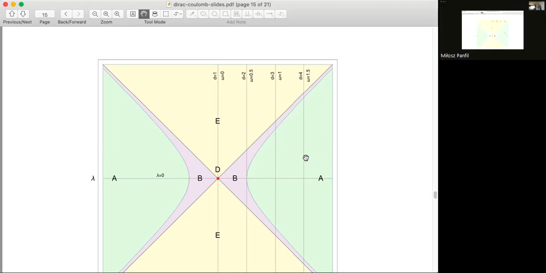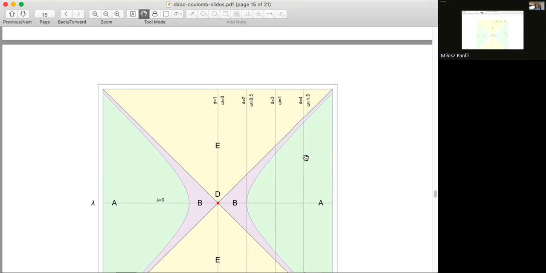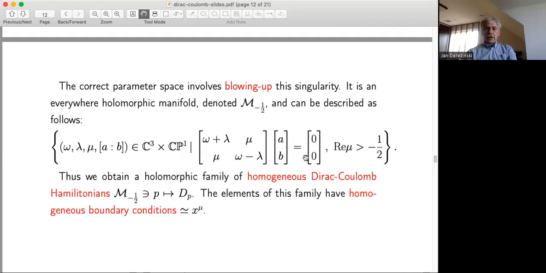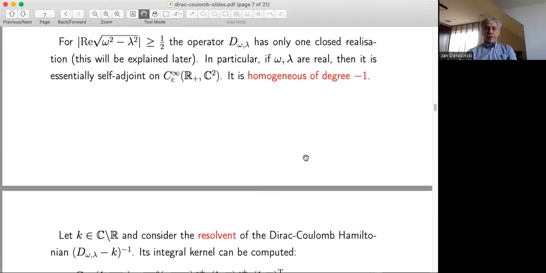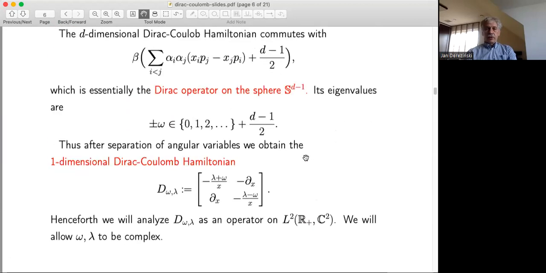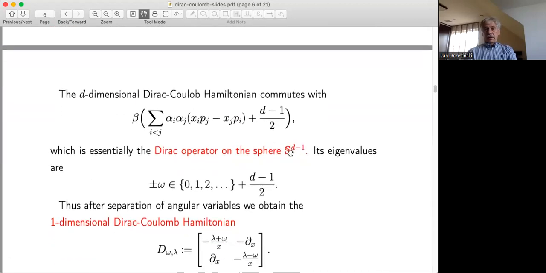Okay, and other questions? This separation of variables is actually quite funny. Instead of using the angular momentum square, you use this operator, and then everything works.